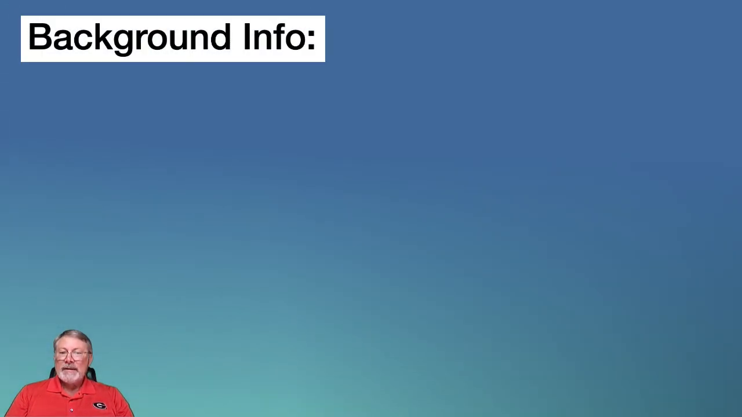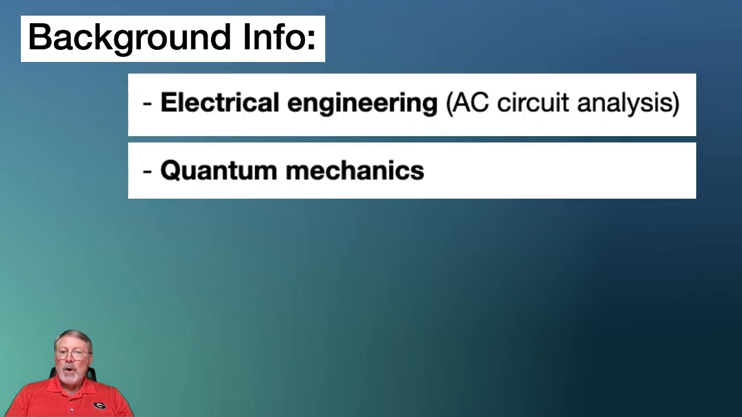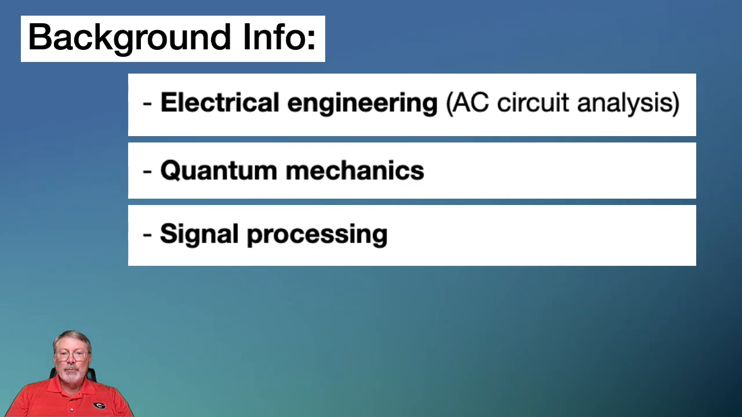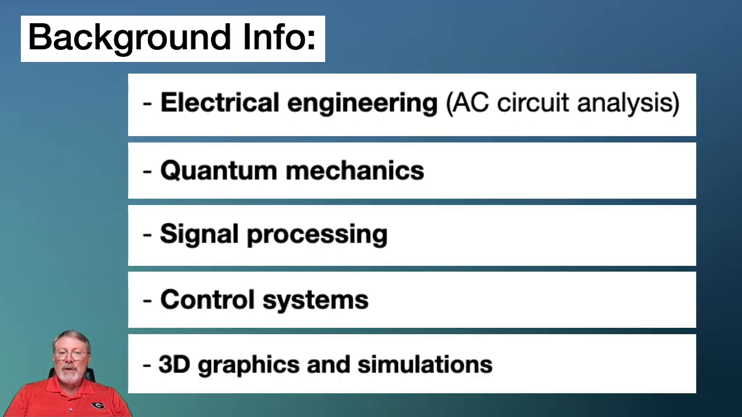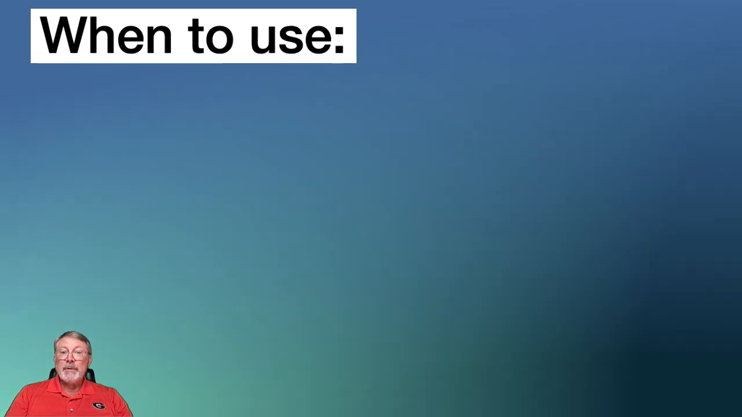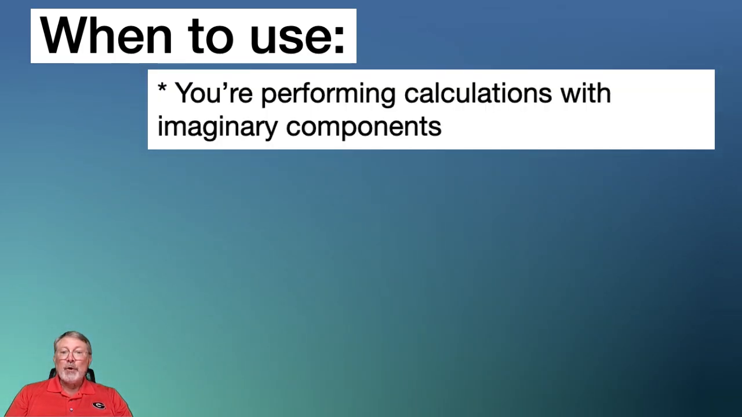Complex numbers are widely used in fields like electrical engineering, quantum mechanics, signal processing, control systems, and even 3D graphics and simulations. They give us a way to represent values that have both a magnitude and a direction, beyond the real number line. You'll use complex numbers in Python when you're performing calculations with imaginary components.